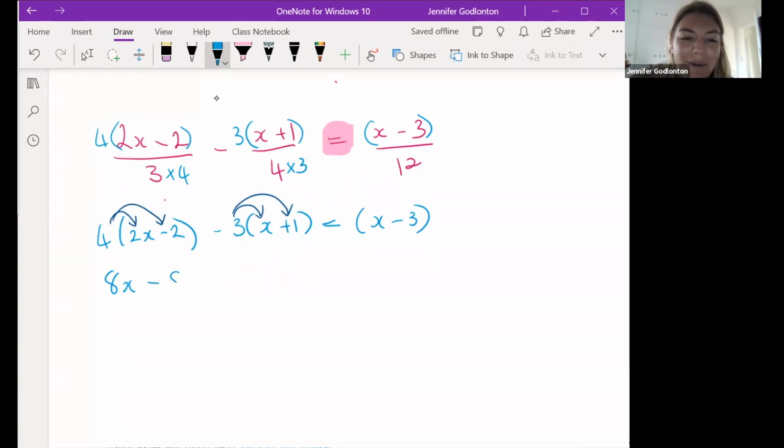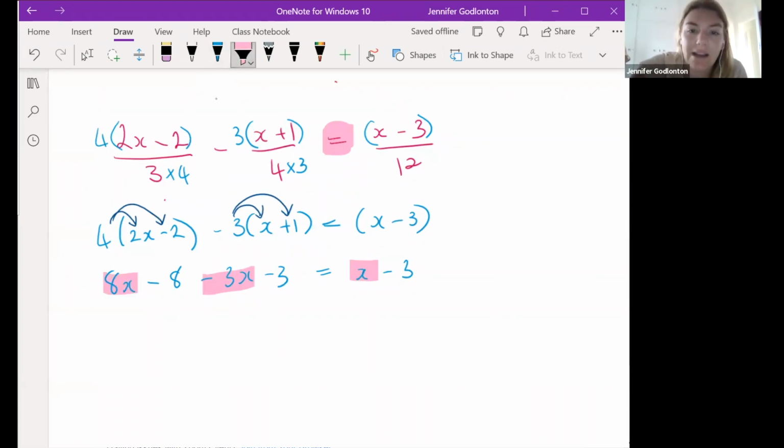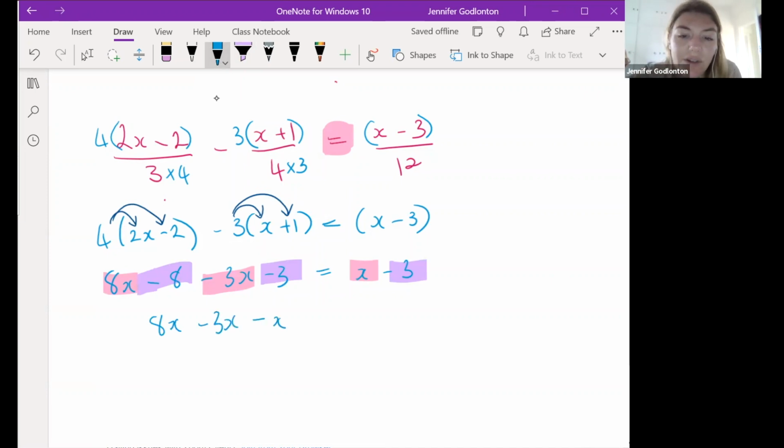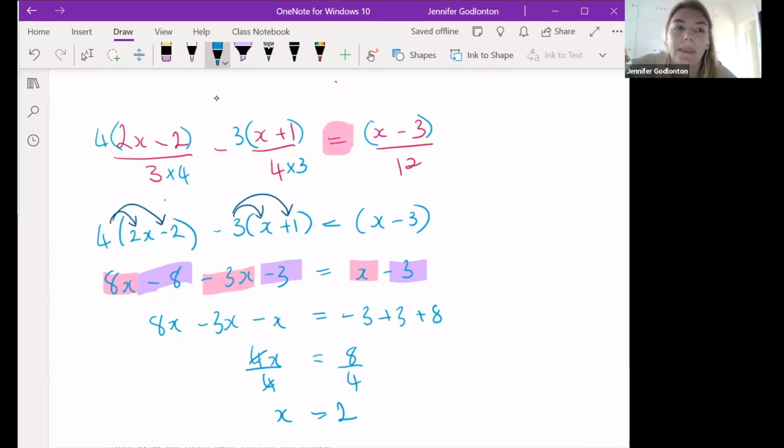Anyway, okay. 8x minus 8 minus 3x minus 3 is equal to x minus 3. Now it's an equation, so we want to get our x's on one side and the numbers on the other side. So I have 8x minus 3x, and I move that other x over. On the other side I have negative 3 plus 8. So here I've got 4x and here I have 8. Divide both sides by 4 and x is equal to 2. Ma'am, make sense? Yes, ma'am. Okay, thank you very much. You're most welcome.